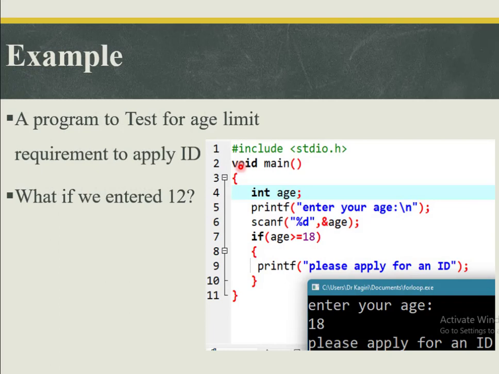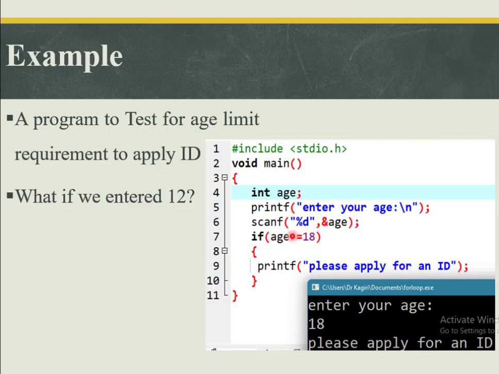Let's look at an example here. It's a program that's supposed to check the eligibility of a person to apply for an ID. We know in our country that for you to apply for an ID, your age limit should be 18 years. So in this case, we are going to prompt a user to enter their age. We have declared a variable called age, and we prompt the user to enter their age. Then we have a scanf here that's going to pick that particular age. Then we have a condition here. Remember when we were talking about relational operators.